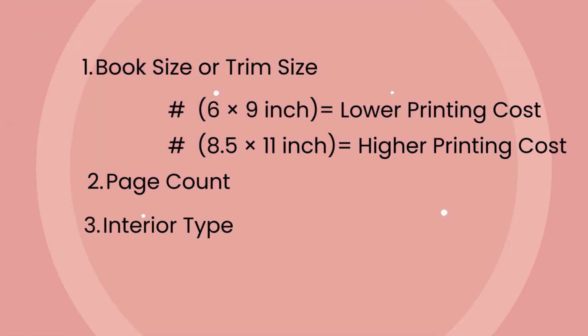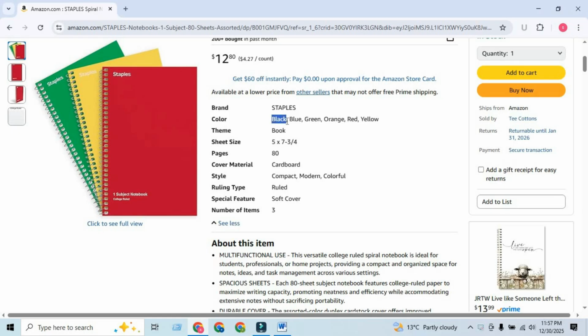Number three, interior type. Black and white or color. Black and white interior costs less and color interior costs much more. For beginners, black and white interior is always the safest option.